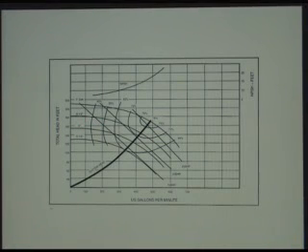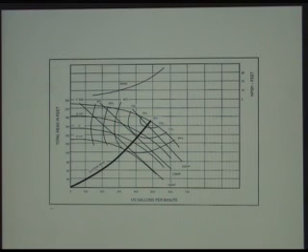You have lines of constant efficiency, so you can see that where you're operating, you can judge what the efficiency level is going to be. Lines of constant horsepower, and then an NPSH curve, which lets you know what pressure we need in the impeller eye to keep cavitation from occurring.